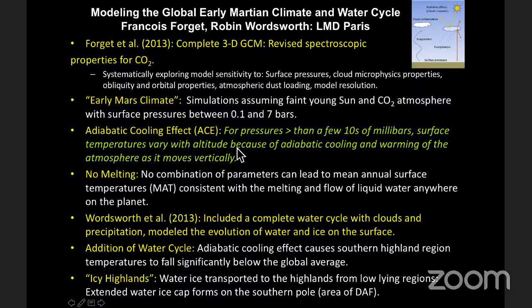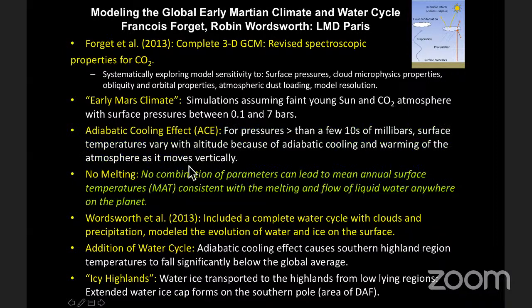So the first thing that is clear is that for pressures more than a few tens of millibars, surface temperatures vary with altitude because of the adiabatic cooling effect, okay? So you get a sufficiently high atmospheric pressure so that you do have atmosphere-surface thermal coupling, and you basically get the atmospheric cooling effect as air moves vertically. But a second point is that, assuming a faint young sun, no combination of parameters can lead to mean annual surface temperatures consistent with the melting and flow of liquid water anywhere on the planet. Wow, what a bummer. How can that be, okay?